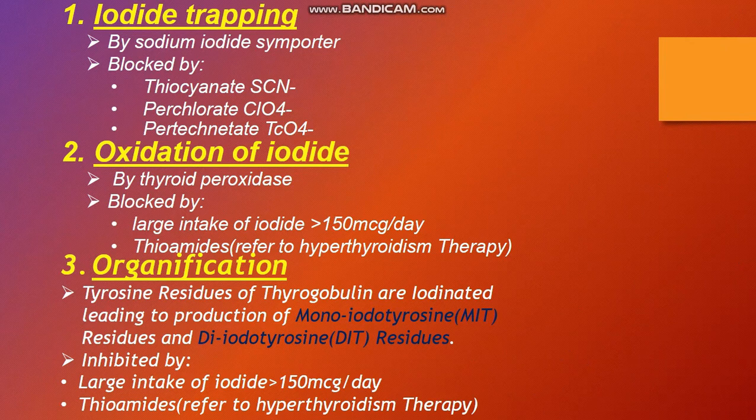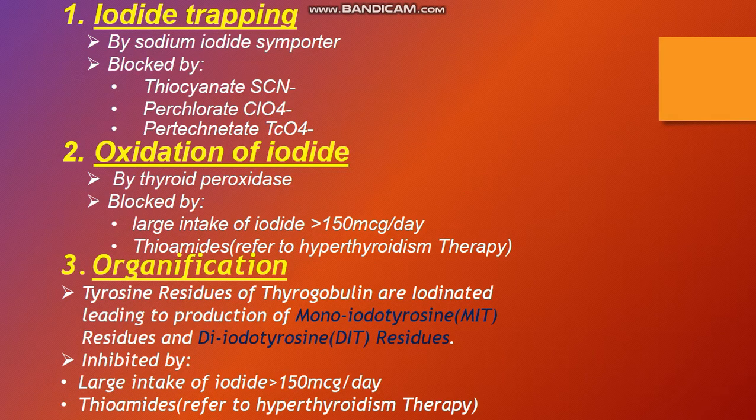Well, iodide trapping, which is very important, is by the sodium iodide symporter. It's blocked by thiocyanate, perchlorate, and pertechnetate. Oxidation of the iodide by thyroid peroxidase is blocked by large intake of iodide. When you take a large amount of iodide, oxidation of iodine is inhibited. That is why in the preparation for thyroidectomy, we give a large amount of iodide. Why? To inhibit the oxidation of the iodides, to restrict the formation of T3 and T4. Thioamides refer to hyperthyroidism therapy.